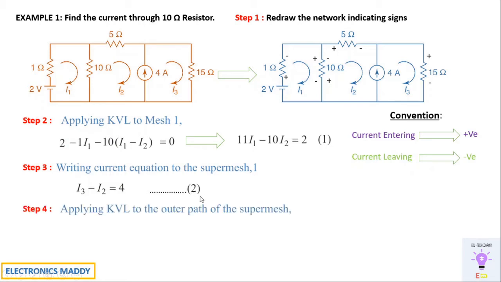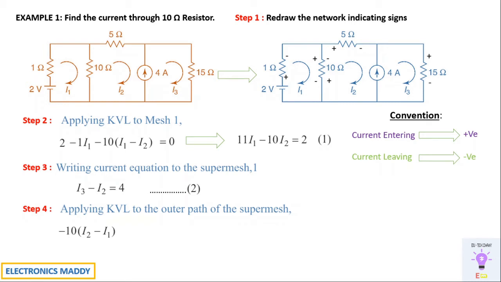Our next step is to apply KVL to the outer path of the super mesh. Usually, when there is a resistor here instead of a current source, we apply KVL to another loop over here, so three loops. But since it is a super mesh, we'll be applying KVL to the outermost path. That's it. It's as simple as it looks. So let's get started with applying KVL on this particular portion.